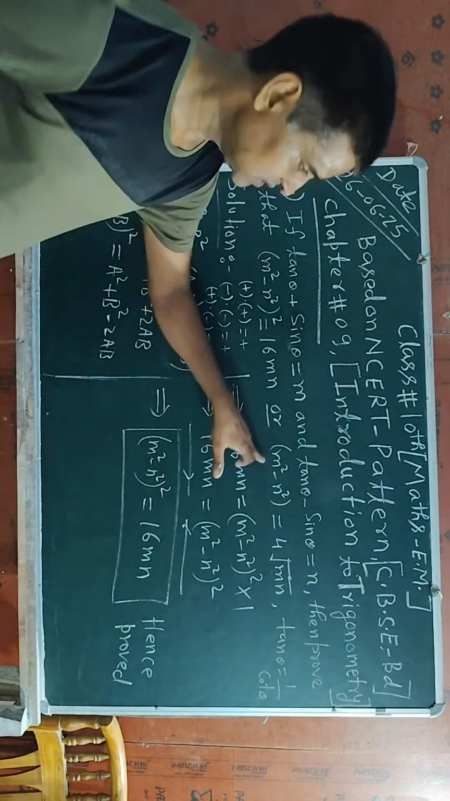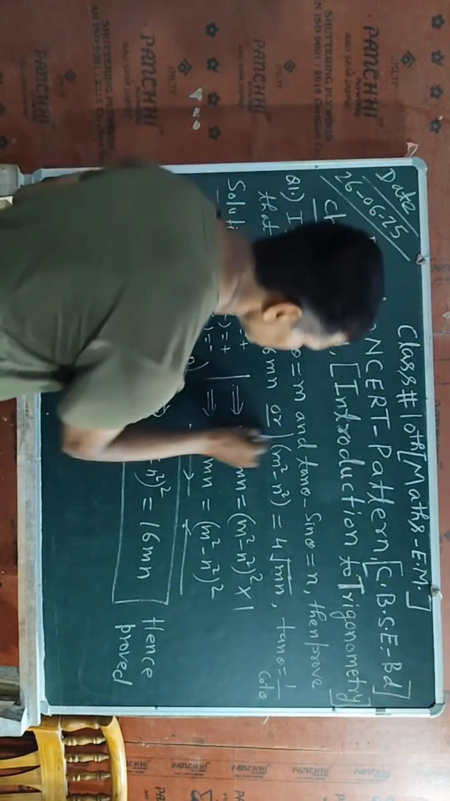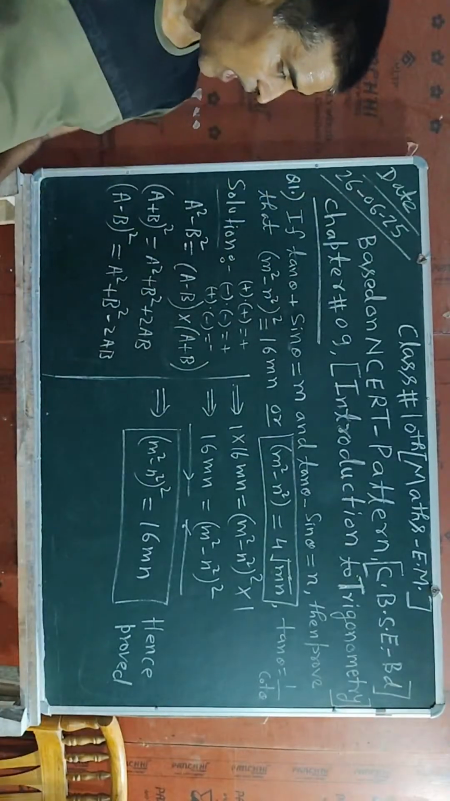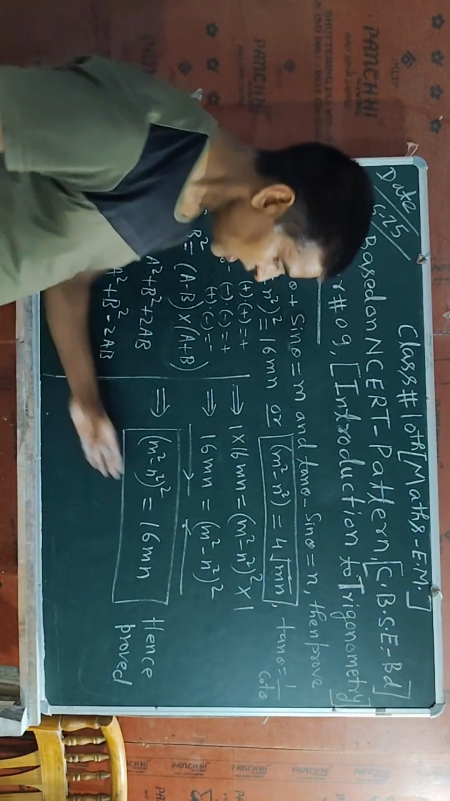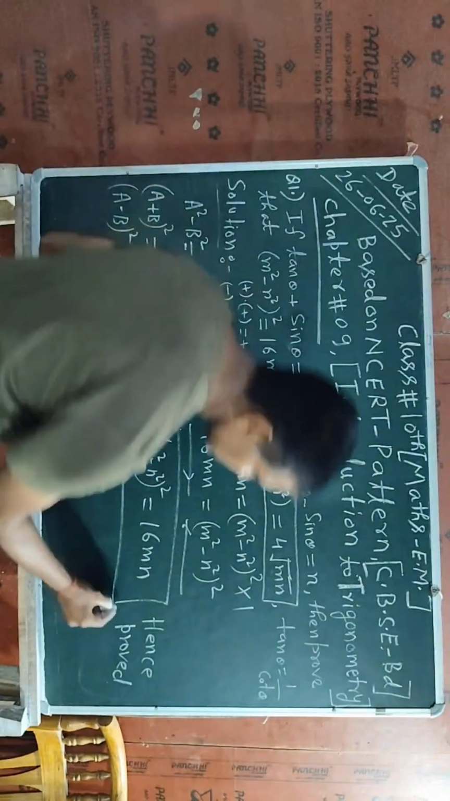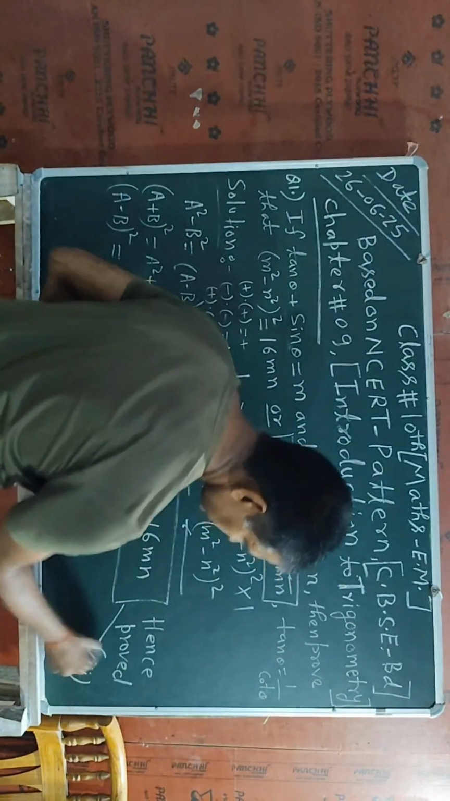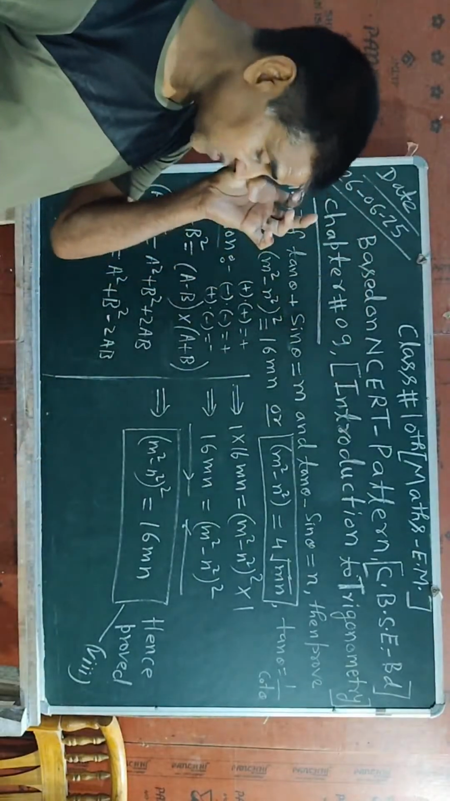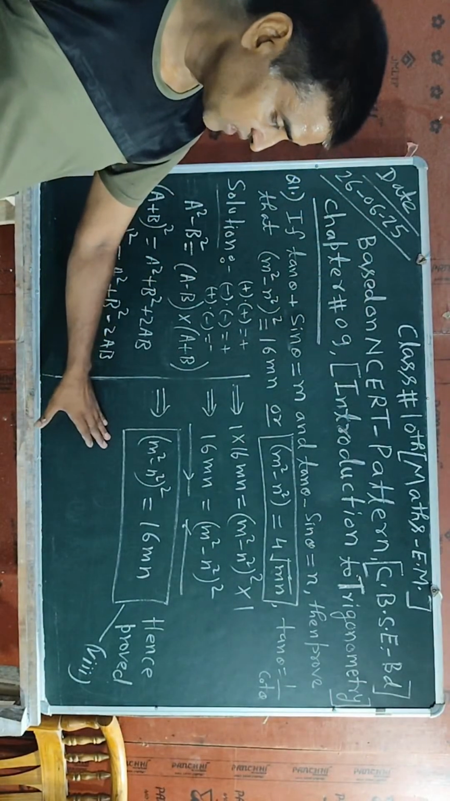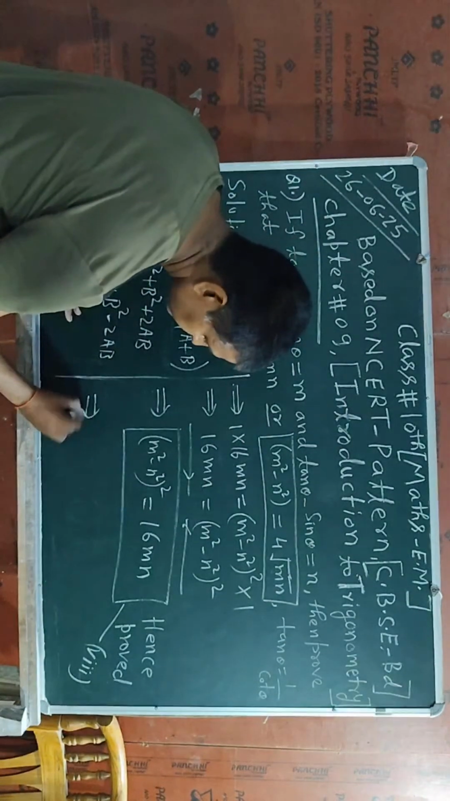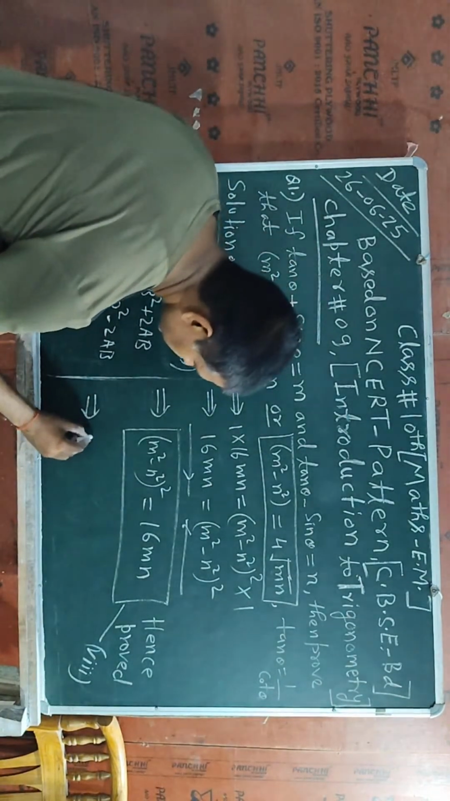Now this information I am also going to give. Now I will say this is equation number 8. This will be equation number 8. Now on both sides we have to take square root. Here I will write: taking square root on both sides.